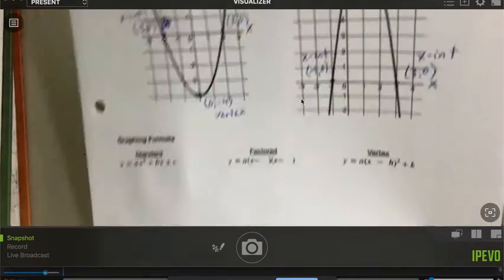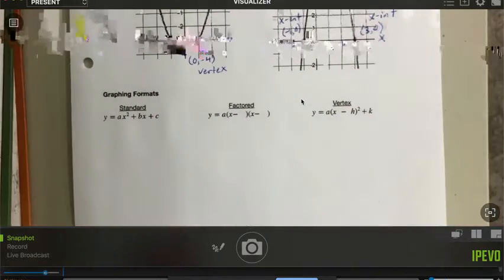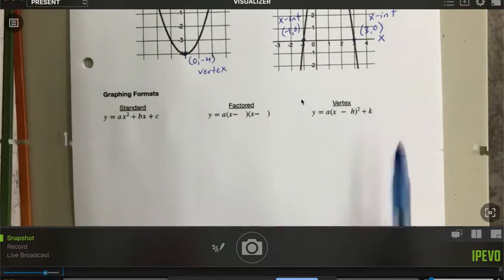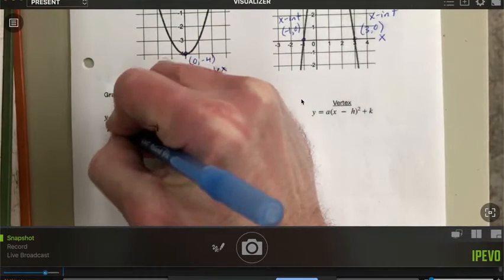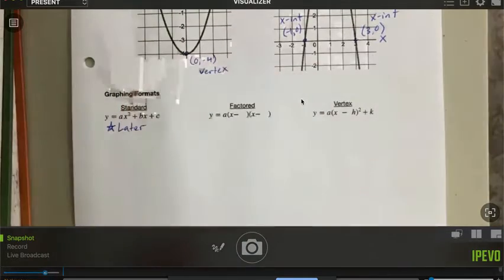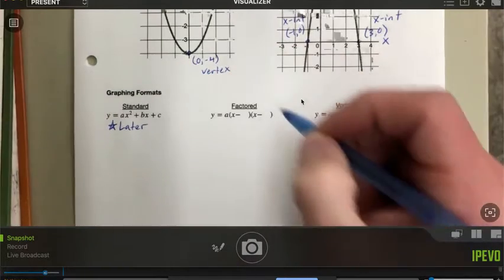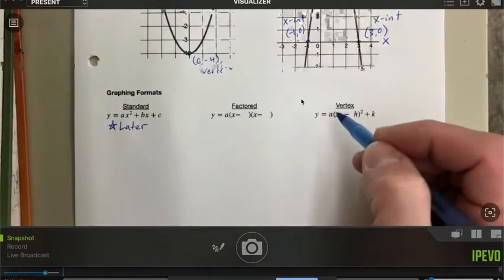If I go down to graphing formats, here are three possible formats for a quadratic equation. Standard form we're going to get to later. It's not all that useful for graphing, so I'm going to ignore it for now. What I am going to think about is factored form and vertex form.